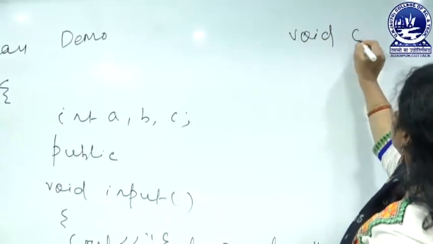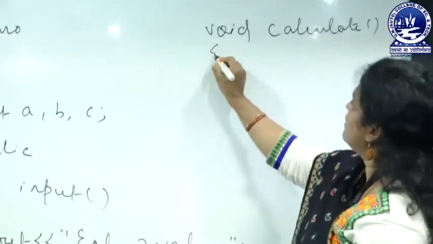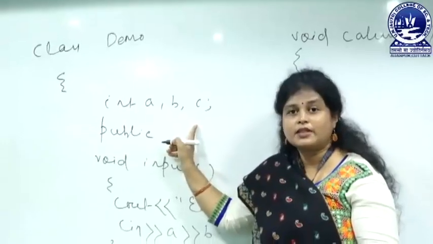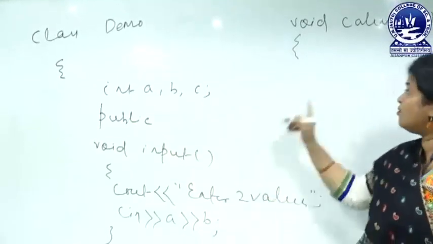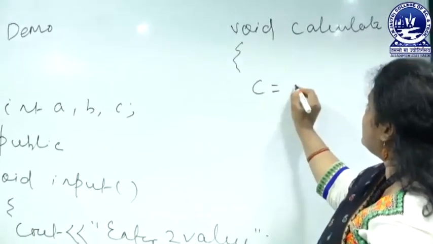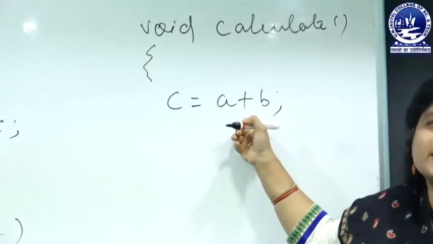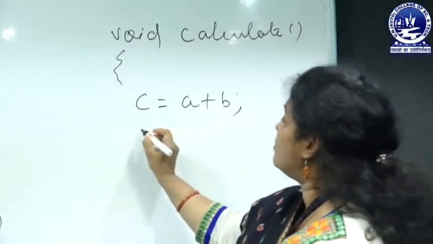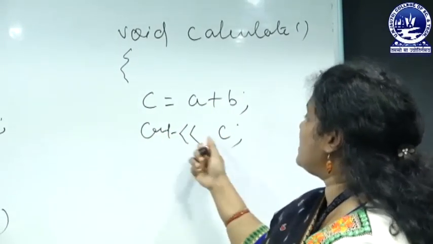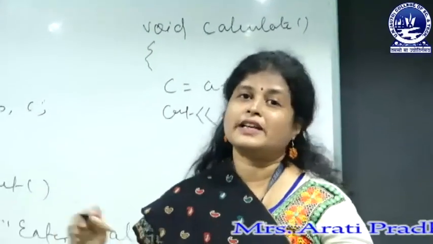Then the next one is void calculate. Inside the class demo, I have used 3 variables, one input method and one calculate method. Inside the calculate method, C equal to A plus B. It is the arithmetic plus operator which is binary in nature. Then we are writing the output cout C. It means that here C will display the result of the addition operator.